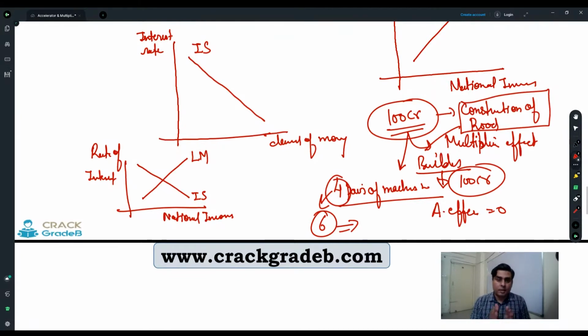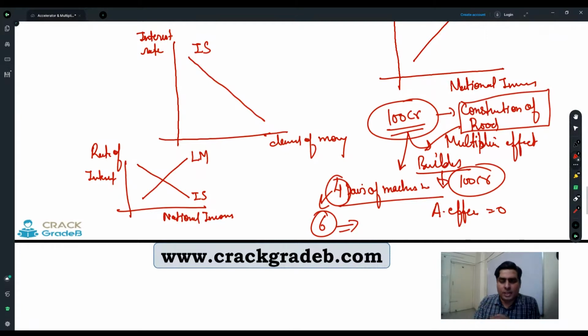But here we can say that there is an effect of the numerical value, the number of investments made by him. Earlier he had four pairs, now he has six pairs. So there is an accelerator effect also. Why? Because the investment is increased. So when the investment is increased, we calculate in terms of what?